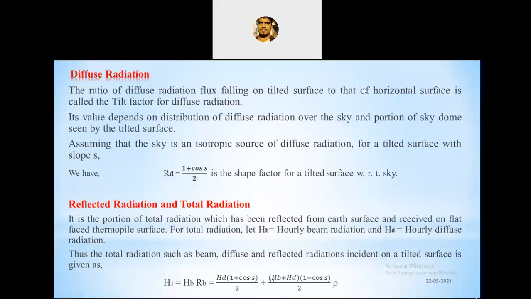And next is reflected radiation or total radiation. When the beam and diffuse components of solar radiation are absorbed in the flat plate collector, it becomes total radiation. Total radiation means the addition of beam as well as diffuse radiation. The angular correction for this has been determined, and the beam radiation is given by the equation. So we have to give some angular corrections.